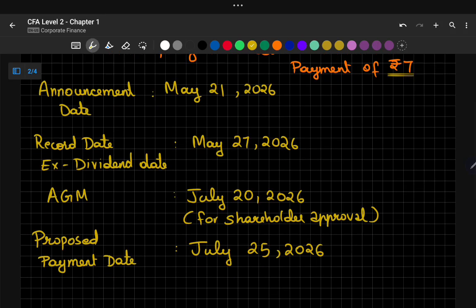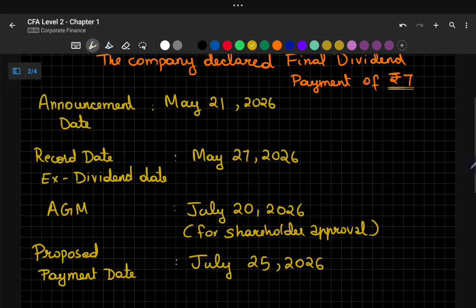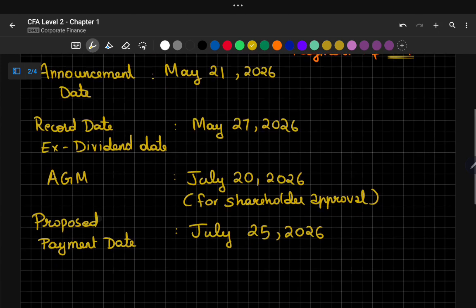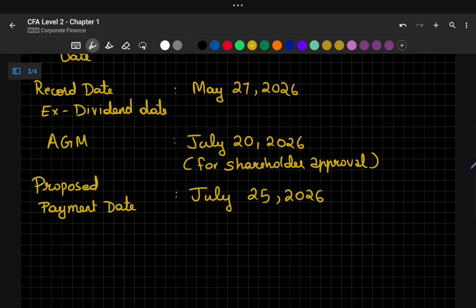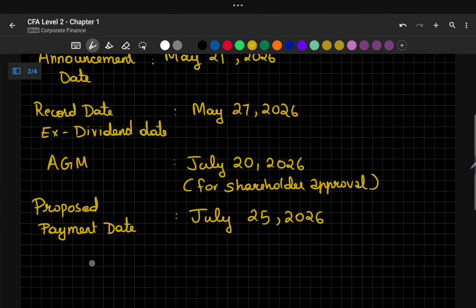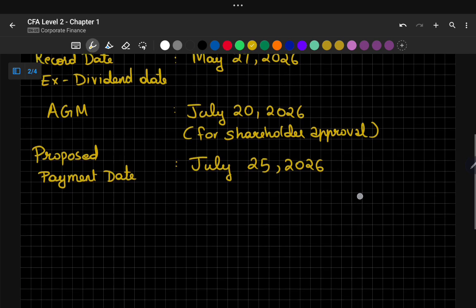The announcement for this dividend payment was made on May 21st, 2026. The record date or ex dividend date is given as May 27, 2026. The annual general body meeting, the AGM, would be conducted on July 20th, 2026 for shareholder approval, and the proposed payment date is July 25, 2026.